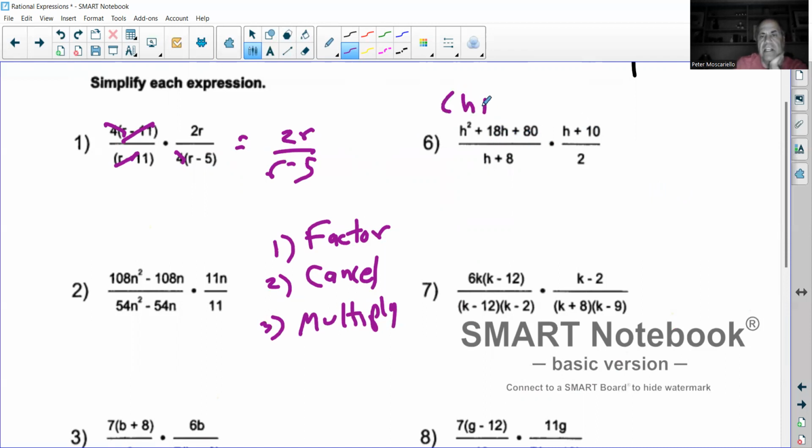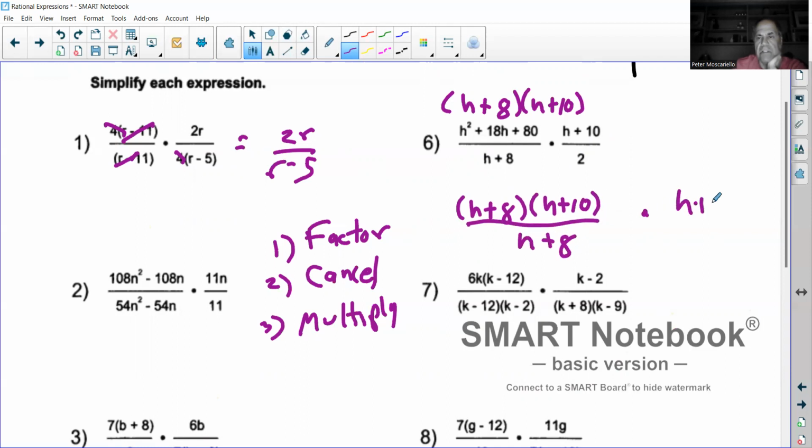This is going to factor into H plus 8, H plus 10. Ran out of room. H plus 8, H plus 10 over H plus 8 times H plus 10 over 2. So we did the factor. Now, what can we cancel? This H plus 8, cancel that H plus 8. Do the H plus 10s cancel? No, they're both on top. So once you're done canceling, you multiply H plus 10 times H plus 10. You can write H plus 10 squared over 2. That's your answer. That's it.